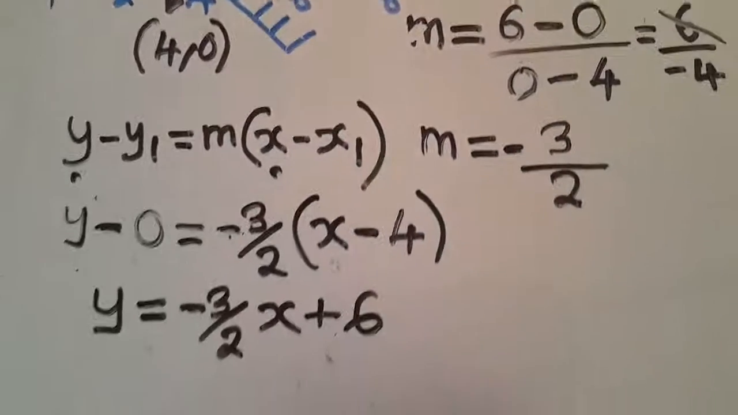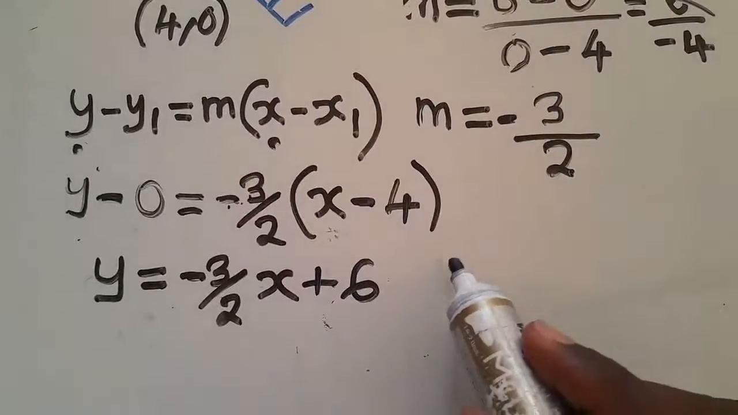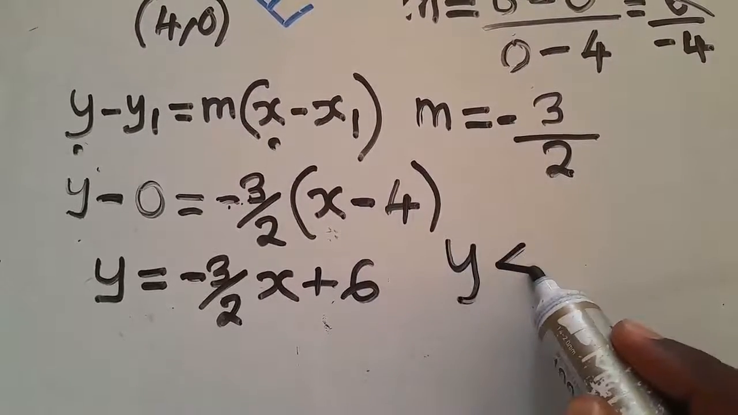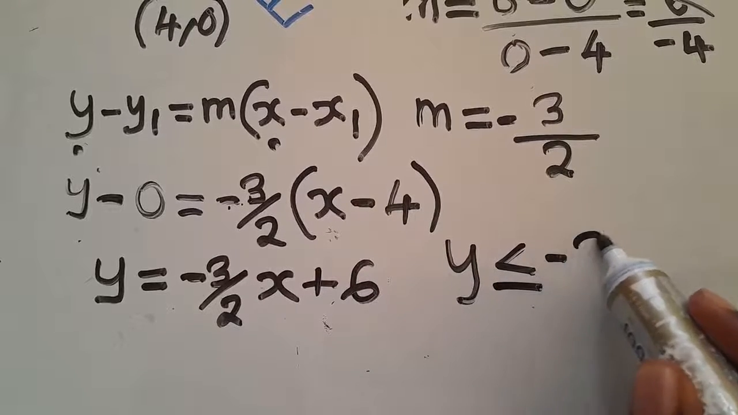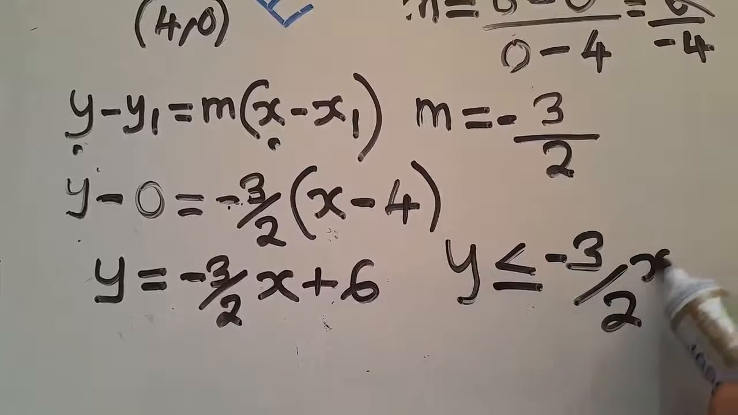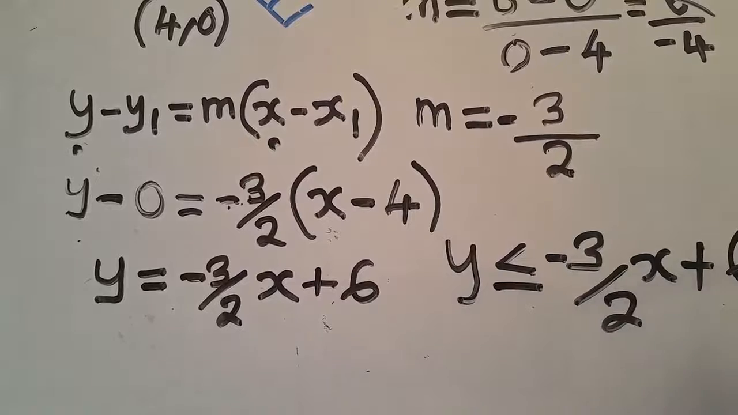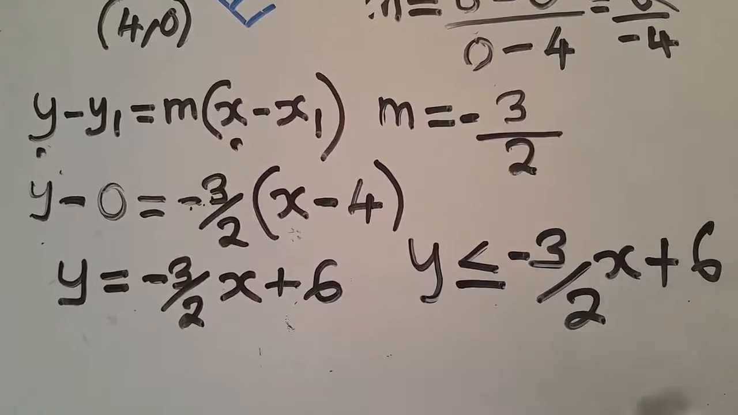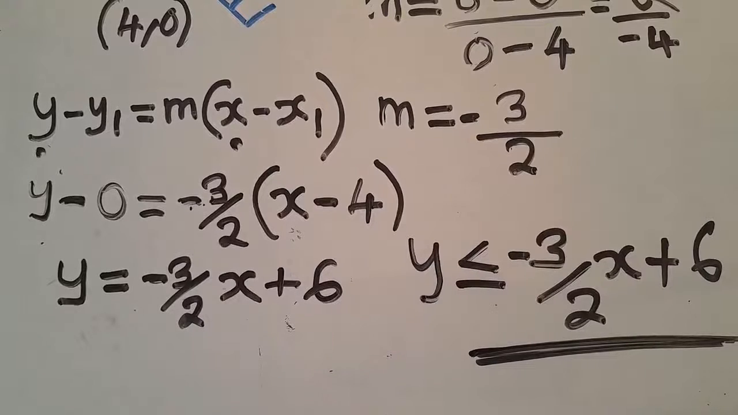So it is less. So your answer is what? y less than or equal to negative 3 over 2 x plus 6. Plus a 6. This is your answer. Like that, you are done. So this is how you need to answer. Hope you've seen all the methods and all the procedures that I've used. Don't skip any method. The first thing I did, I got the coordinates.